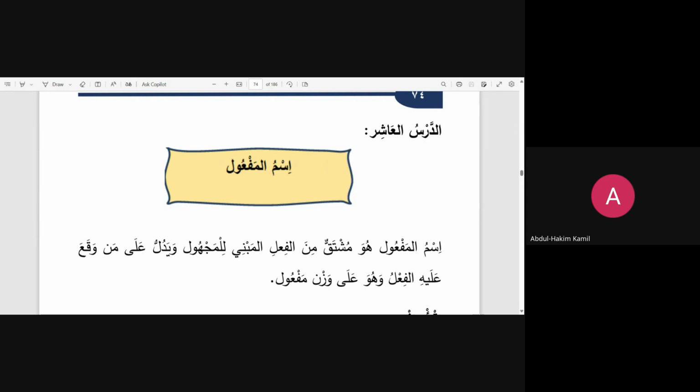Okay, let me repeat that. Remember that al-fi'l al-mabni lil-ma'lum needs a fa'il. If we said daraba Zaydun Muhammadan, Zayd hit Muhammad. For daraba, it needs a fa'il, somebody who actually did the hitting.